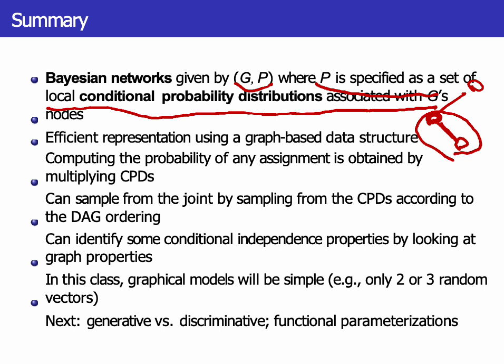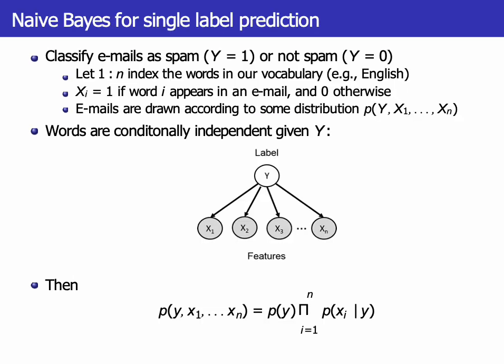And we can sample from the joint by sampling from the conditional probability distributions according to the DAG ordering. We can identify some conditional independence properties by looking at graph properties. In this class, graphical models will be simple, only 2 or 3 random vectors. So next we discuss the generative, discriminative, and some functional parameterizations in statistical models.